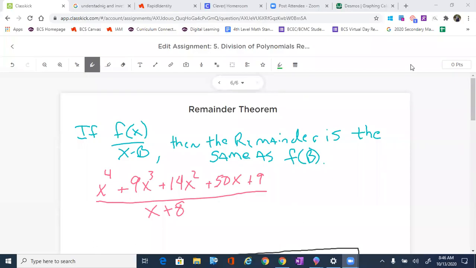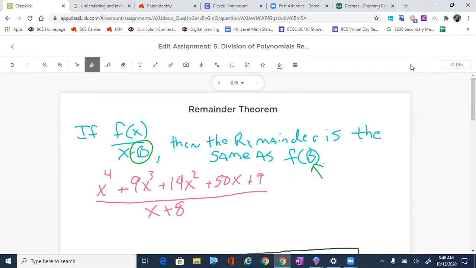Here's another problem on the remainder theorem, and that states if we take a function and we divide it by x minus b, a linear binomial, then the remainder is the same as if I was to take the opposite of minus b and plug it into the original function. And we're going to make that calculation and do the division, and just a second, check it on Desmos.